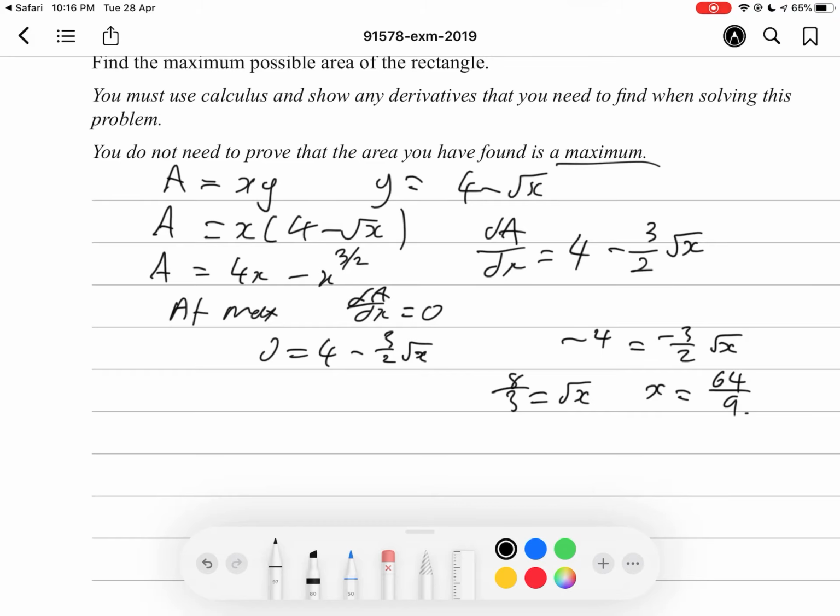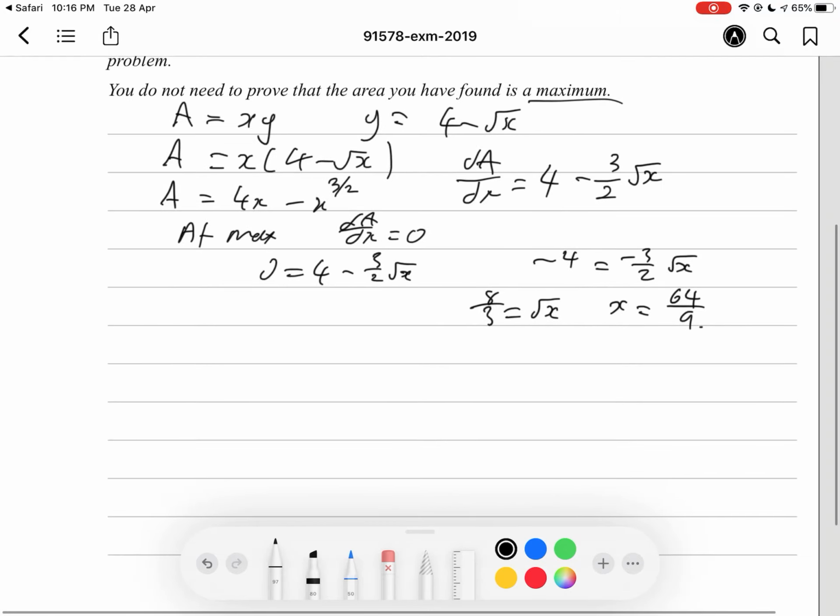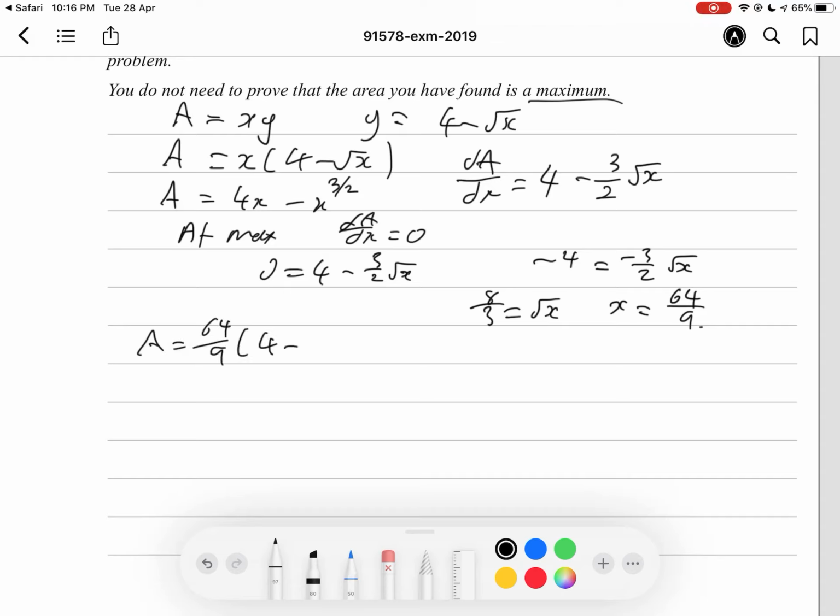x should be 64 over 9, and you do not need to prove that the area you found is the maximum, so we don't need to find the second derivative. We can just substitute x back into our area formula. So A equals 64 over 9 times (4 minus the square root of 64 over 9). I should get that our answer is equal to 256 over 27 units squared.